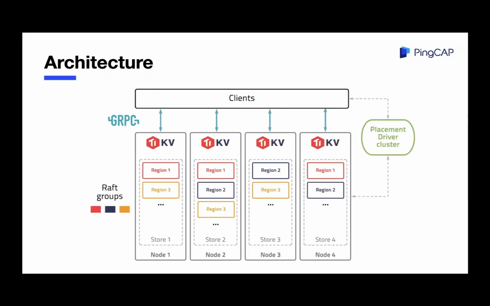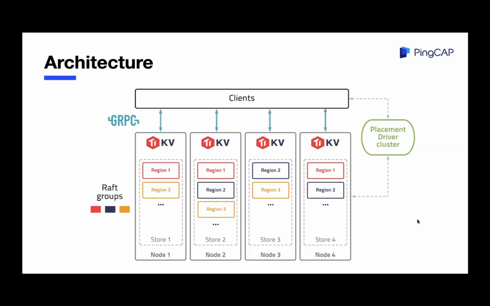For example, region 1 will have replicas on node 1 and node 2, and the replicas use Raft to ensure consistency between them. On top of TiKV is a placement driver cluster. The placement driver cluster is responsible for allocating timestamps for transactions and also controlling where a replica should be placed. The cluster speaks gRPC to the clients, so it's quite easy to develop your own clients and your own services based on TiKV.